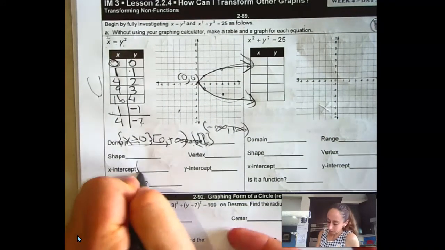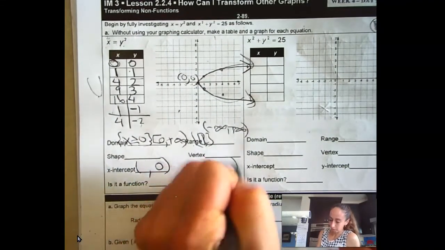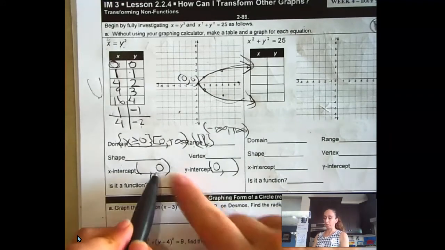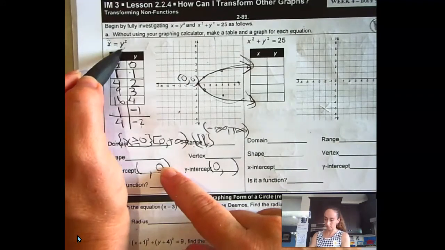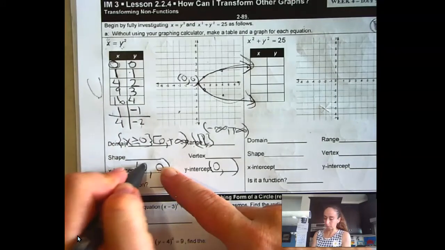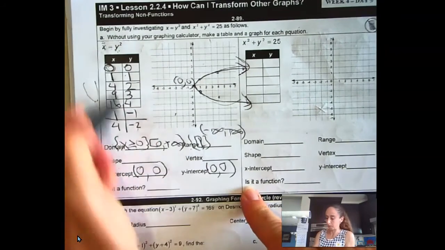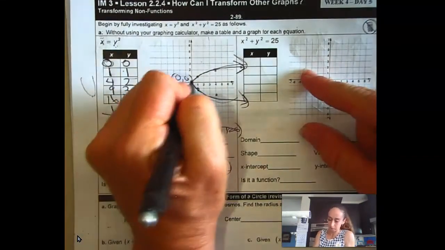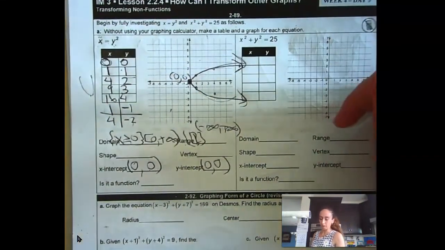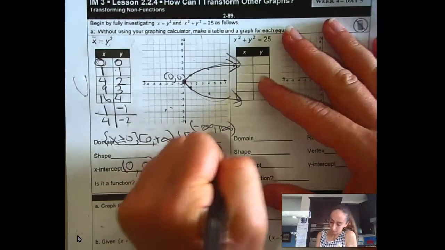The x-intercept is something comma 0, and the y-intercept is 0 comma something. So if I plug in 0 for y, well, 0 squared is 0. The only way that that is 0 is if that is also 0, because we found that out. If this is the x-intercept, it's also the y-intercept. Okay. The vertex is also 0, 0.